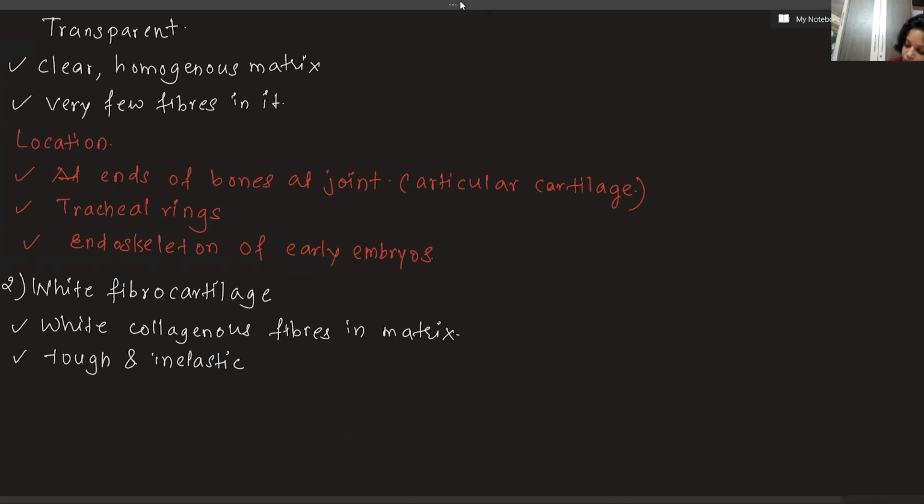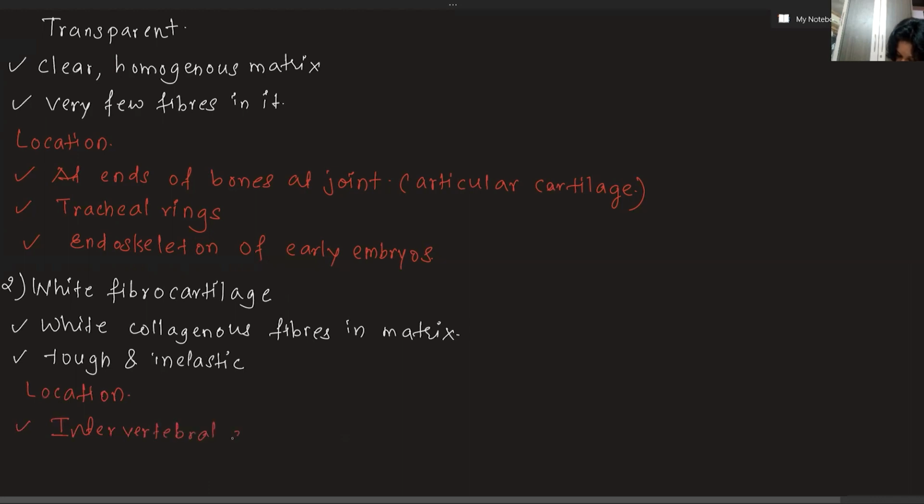This cartilage is seen, location. First, it is seen between the two successive vertebrae. So it is forming intervertebral disc. Now, what is this intervertebral disc?